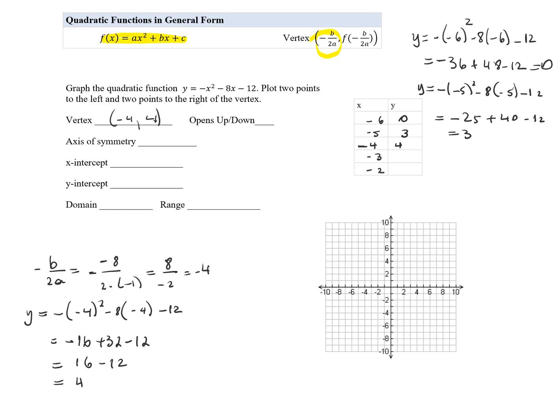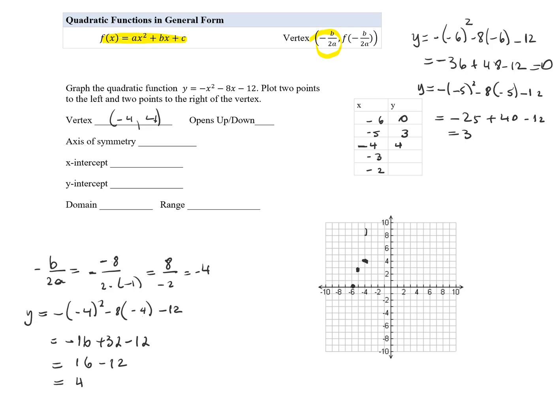I will start with the vertex, negative 4, 4. That will be right there. Negative 4, 4. Then I will have negative 5, 3. And then I have negative 6, 0. So that will be right there on the x-axis.